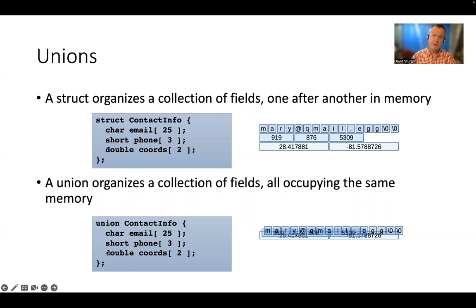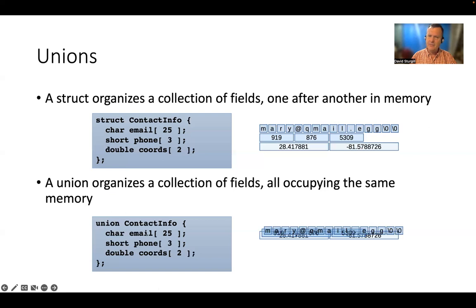You could choose, so here I've got a union that can store, I'm pretending it's an email address, a character string of up to 24 characters, or a phone number. Maybe I want to store that as 3 short values, little integers, or maybe GPS coordinates. And maybe I want to store those as 3 floating point values as doubles. But I don't need all of them at the same time. I just need any one of those. The union lets me do that.